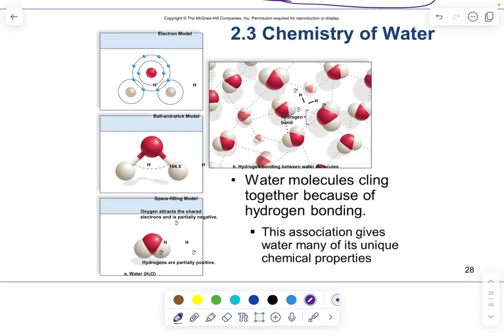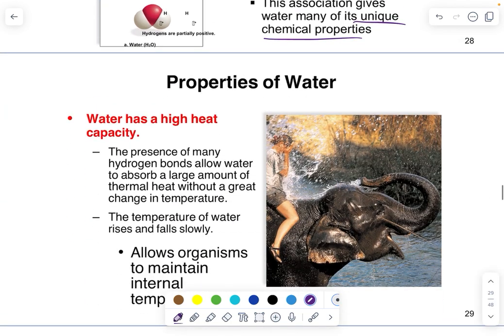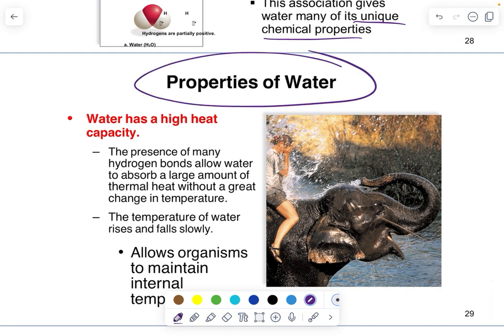So water molecules cling together because of hydrogen bonding. You can see right here, all of these are hydrogen bonds. The oxygen is connecting to the hydrogen all over the place. And so this association gives water many of its unique chemical properties. These are the properties of water. You need to know these.